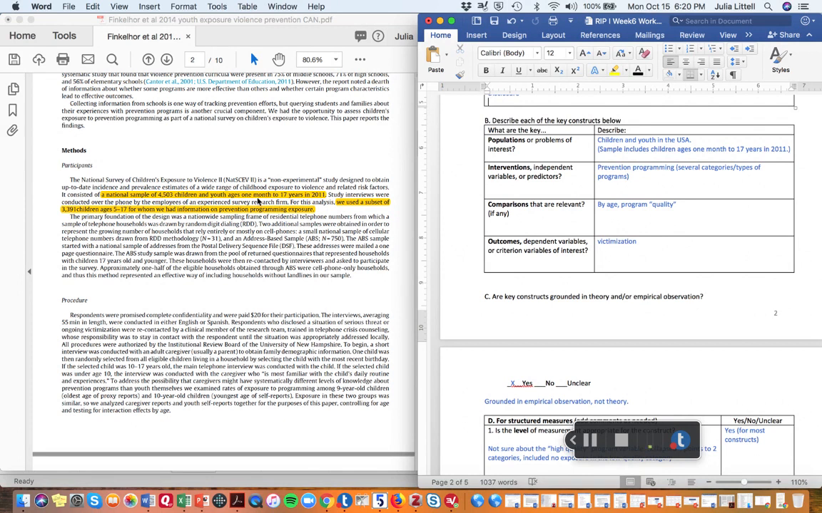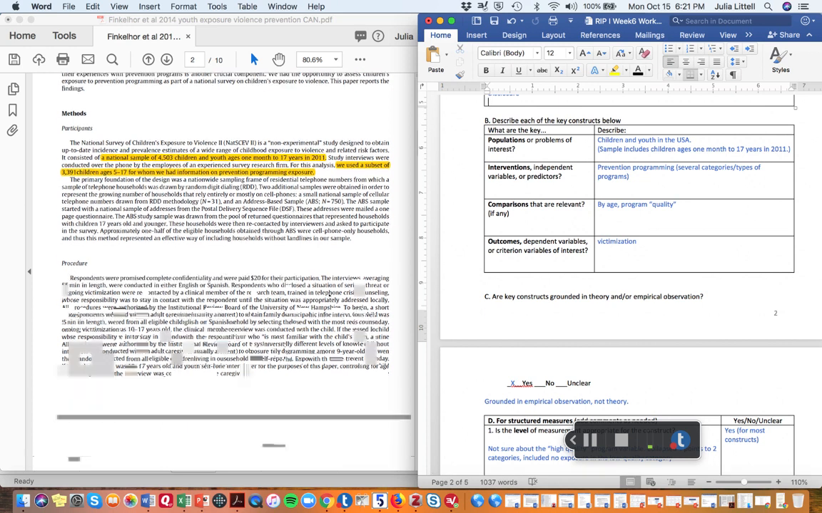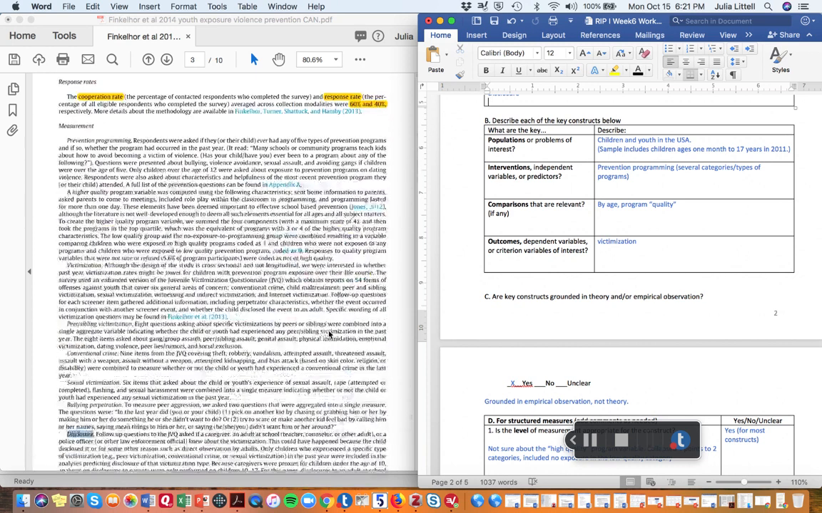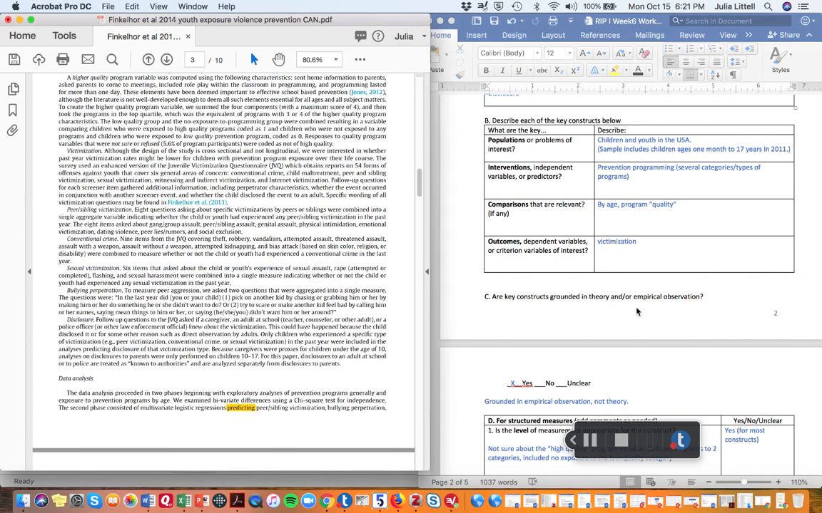It's a national sample of children and youth ages 1 month to 17 years of age in 2011. But then notice that they used a subset of that sample focused only on the children for whom they had information on prevention programming exposure. Okay, the interventions, they're really not doing interventions, but they're looking at them. So prevention programming is the intervention of interest, and they have several categories or types of programs of interest. The comparisons that are relevant are comparisons by children's age and program quality, and the outcomes or dependent variables of interest are victimization, again measured in several categories that I mentioned: peer or sibling victimization, conventional crime, sexual victimization.